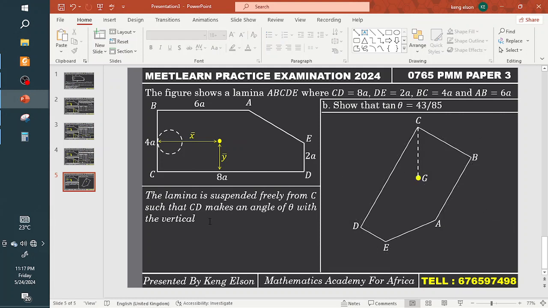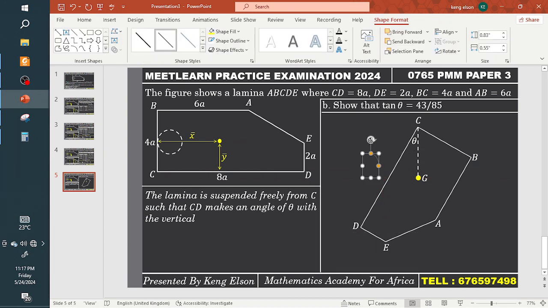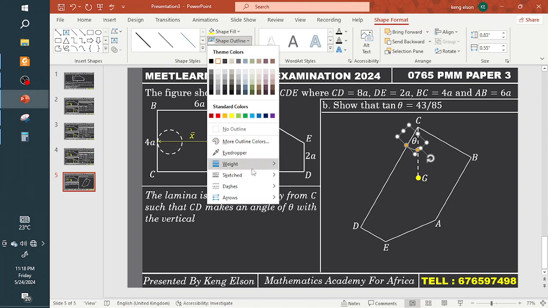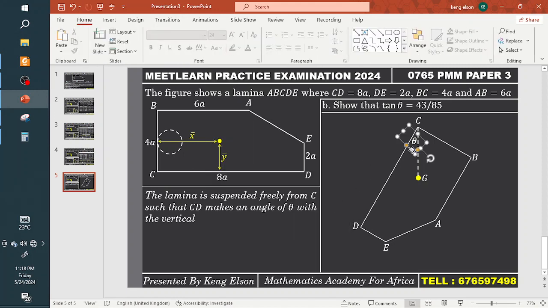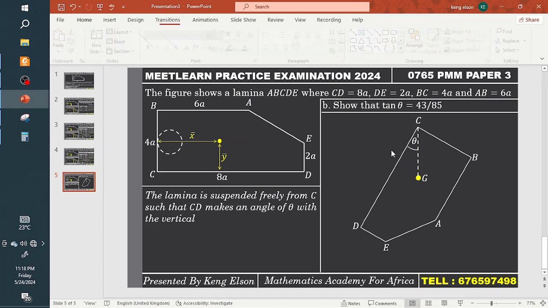So theta is the angle made by CD with a vertical. The vertical is CG and CD is making the angle with a vertical, so I just need to call that angle theta. This is the angle they are talking about, this angle here. So that's the angle theta. I can now bring in a little arc to show that that's actually an angle. So this is my angle.